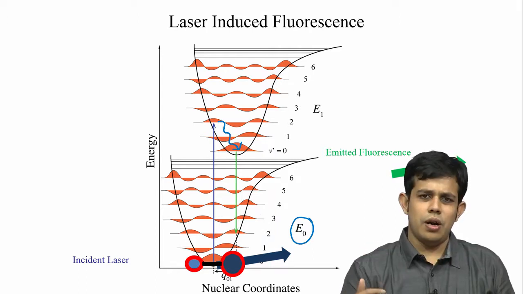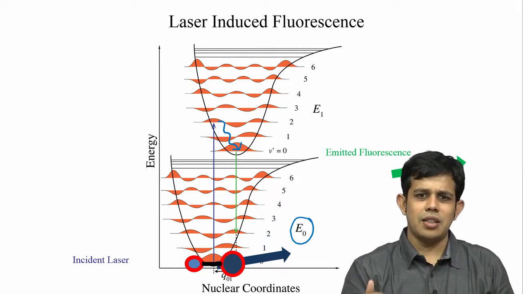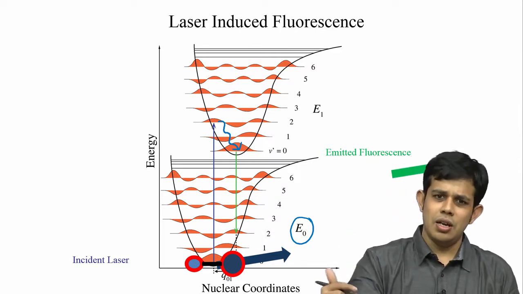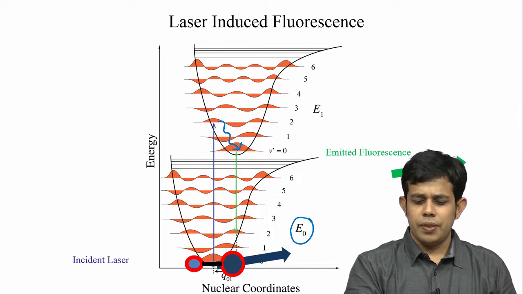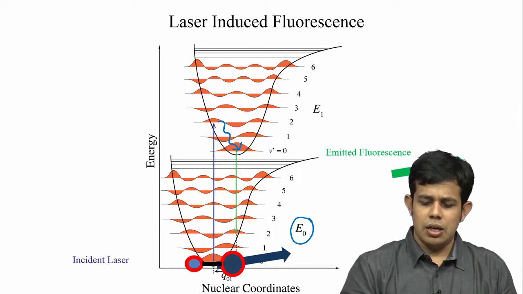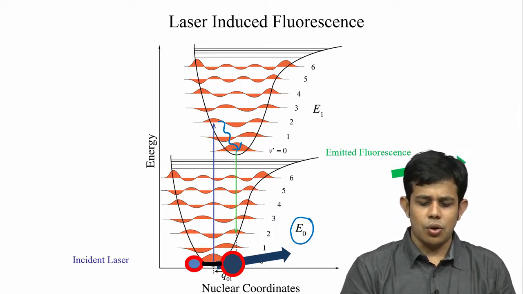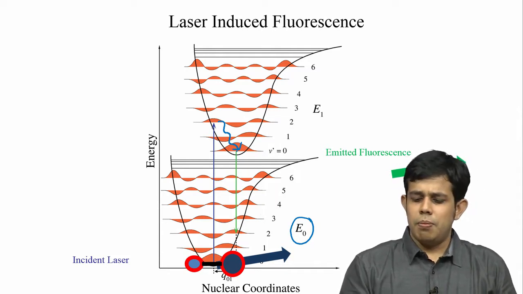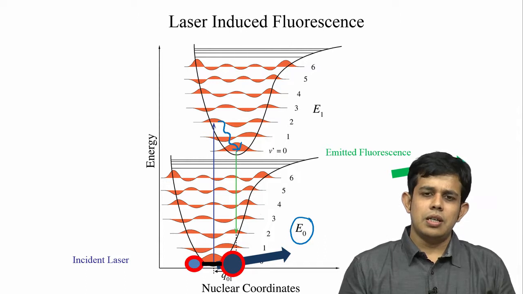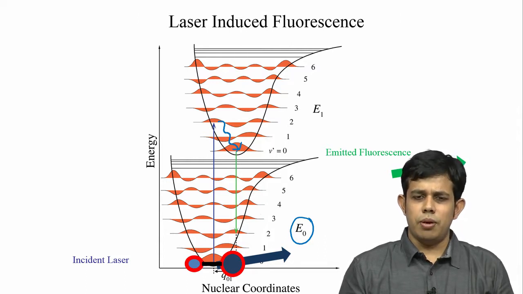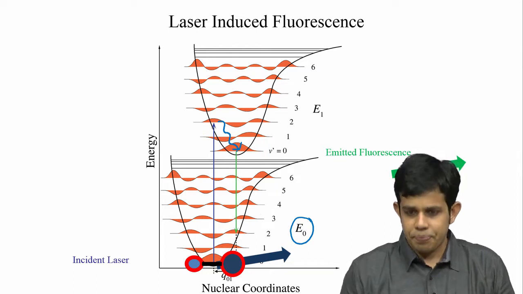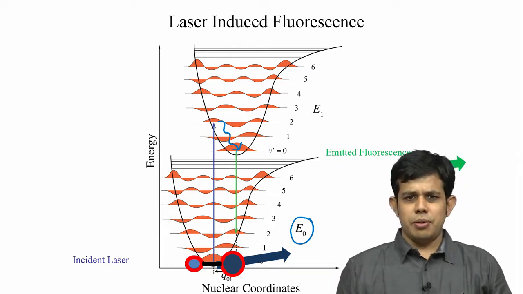from the higher vibrational state in the higher electronic state, it comes down to a lower vibrational state in the higher electronic state, and eventually because it is more stable at the lower electronic state, it comes down to the lower electronic state, but while coming down it emits this excess energy in the form of a photon, and this photon is essentially the fluorescence. Okay. So, this is the principle of laser induced fluorescence.